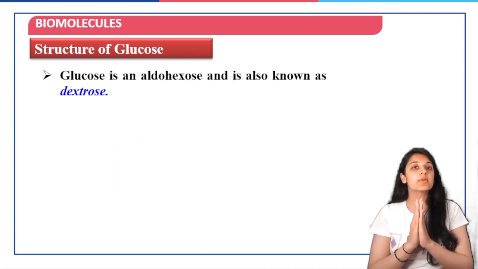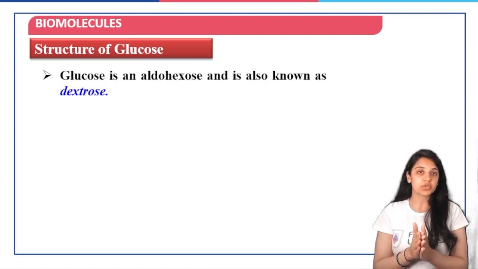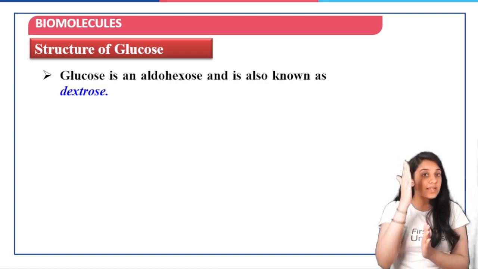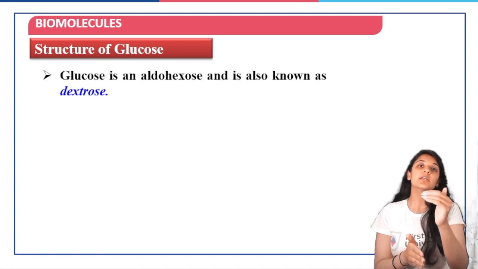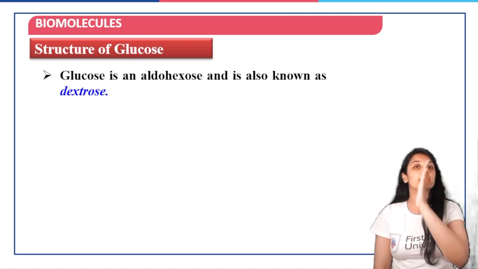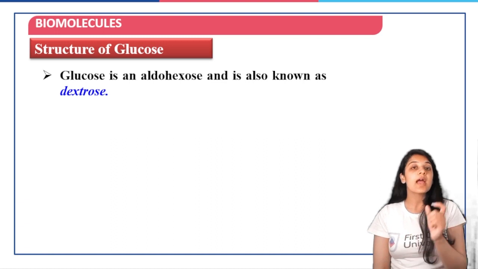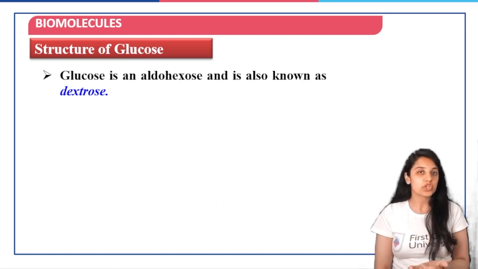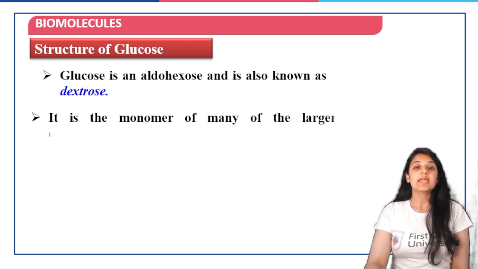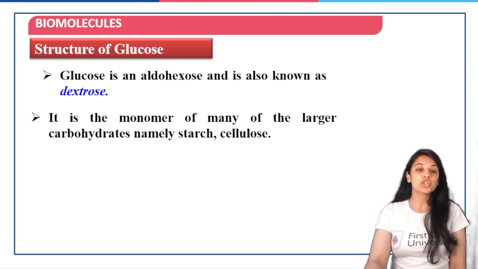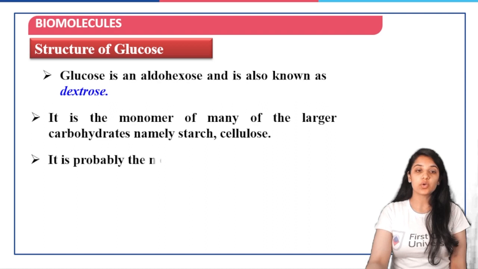And if you remember, we have seen the structures of glucose and fructose. All the carbon atoms except for the third carbon atom had OH group on the right hand side, which means that the fifth carbon atom, which is the last chiral center, will have OH group on the right hand side only, and on the right hand side it will be dextrorotatory. Therefore, glucose is also known as dextrose. It is the monomer of many large carbohydrates like starch, cellulose, etc.